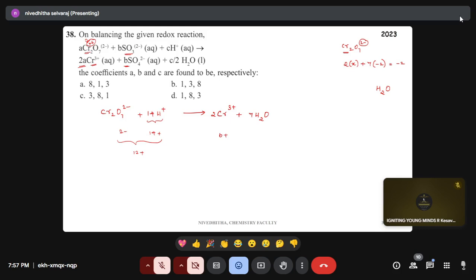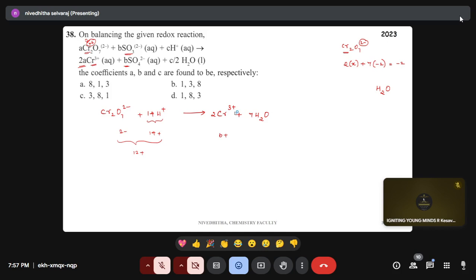Electrons are negatively charged, so we have to add electrons to the side where positive charges are more. So to balance the charge, on the left side I have 12 positive charges, and I have to make those 12 positive charges into 6 positive charges to balance it with the right side, right? So how many electrons do I have to add to the left side to make it 6 plus?